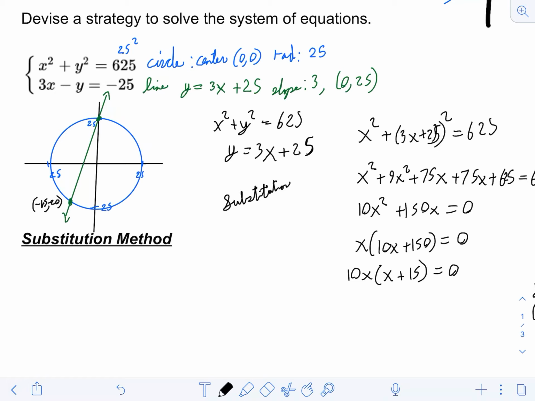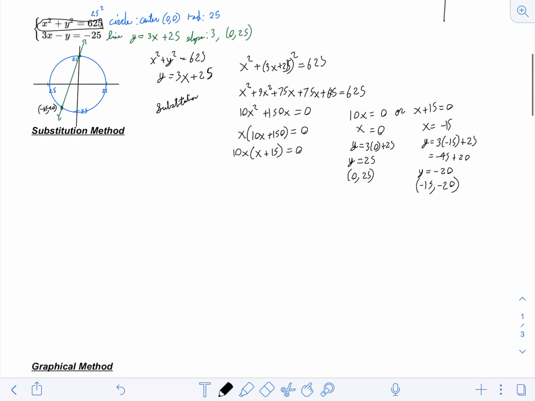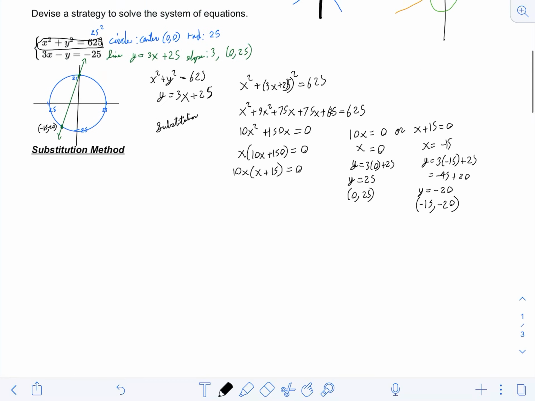If we square 15, we're going to get 225. We square 20, we're going to get 400. 400 plus 225 gives us our 625. So we can even check it using this equation. All right, using the substitution method, we got that.